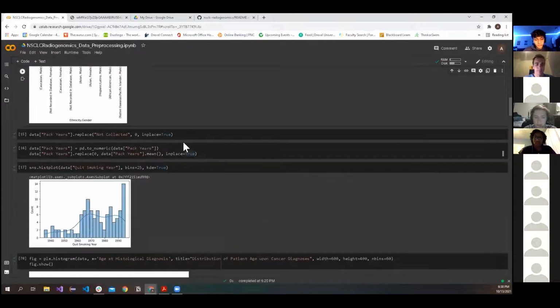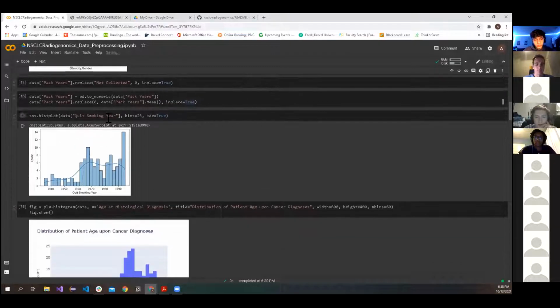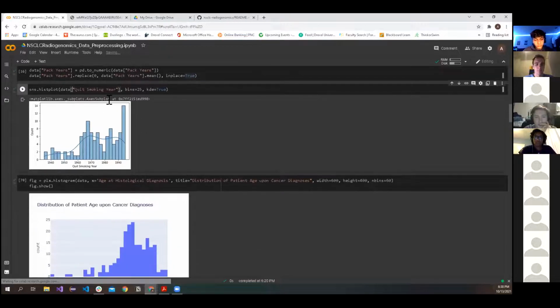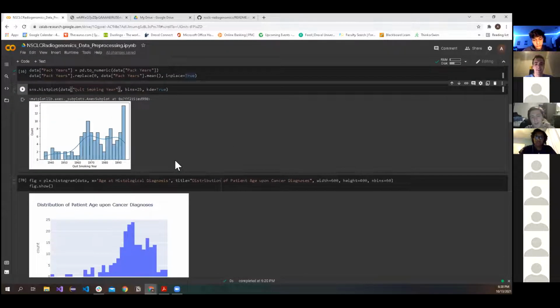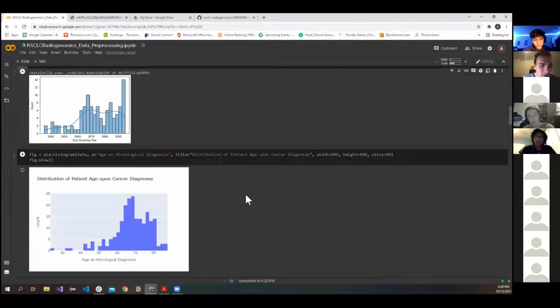Got it. And another thing I thought was cool was the smoking year as well. It's not normal, it's kind of like a hill. You could truncate it down to normal if you wanted to, but it's just pretty much the range of patients we have, so their ages. And you can compare it with this graph over here. They look very similar.